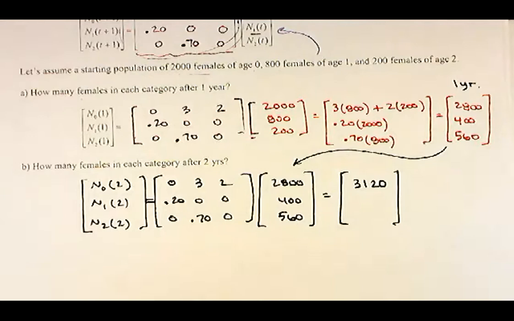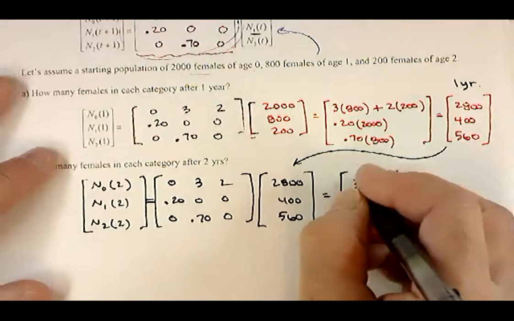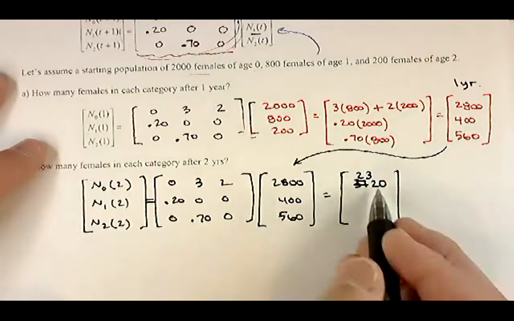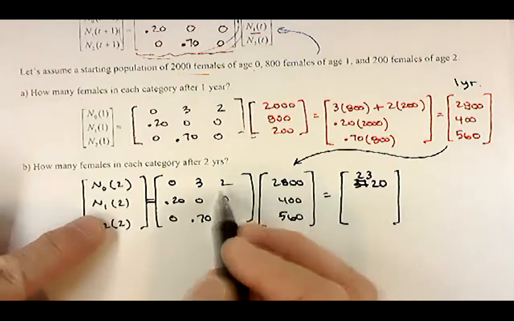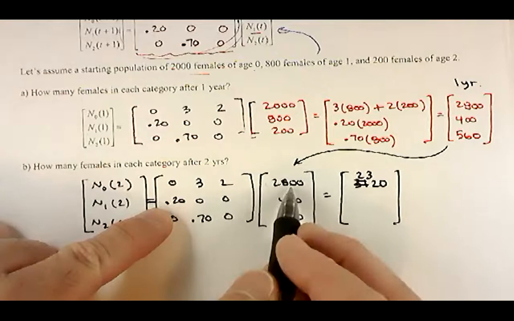Is that right? I might be wrong. 2,320. I cannot. 2,320. Yeah, that seemed a little bit big. But this will be easier. The number in the next generation of one-year-olds is going to be 20% of my new population of zero-year-olds, and that's going to be 20% of 2,800, which is 560.